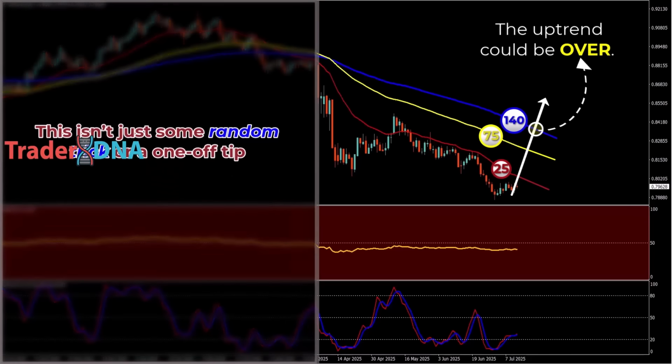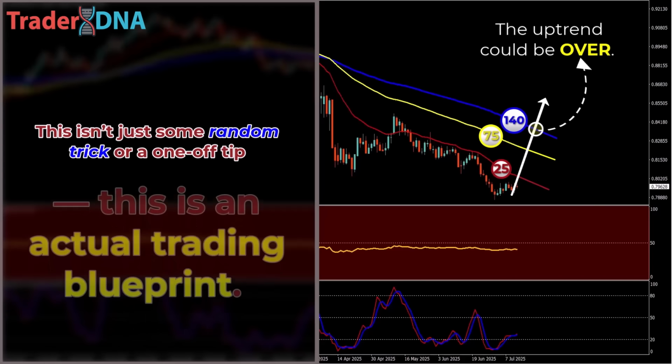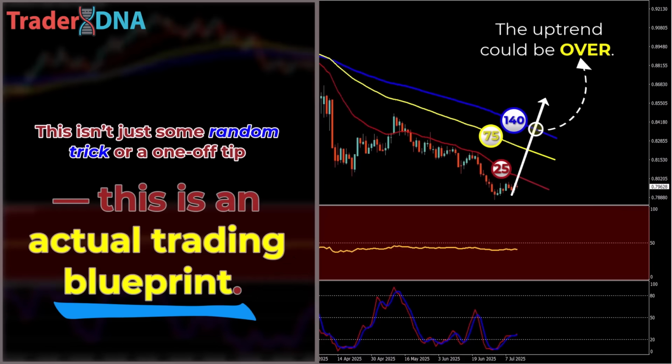This isn't just some random trick or a one-off tip. This is an actual trading blueprint. Something you can repeat over and over again across different markets, timeframes, even currencies, commodities, crypto, you name it. It's all about recognizing patterns and reacting with confidence, not fear.